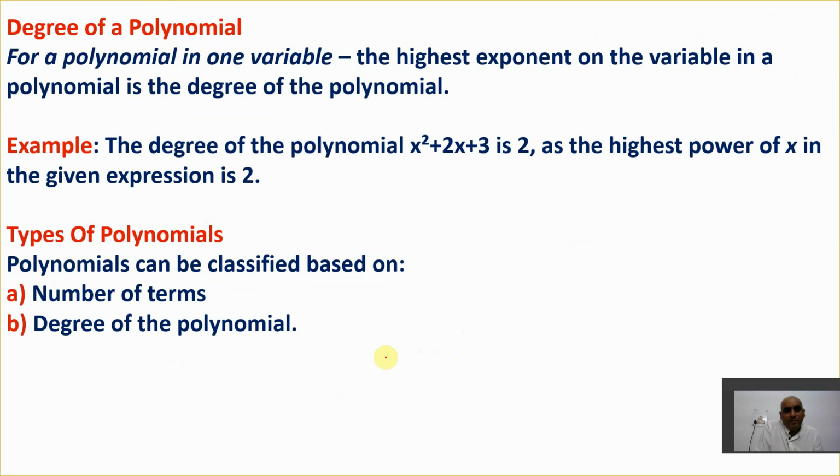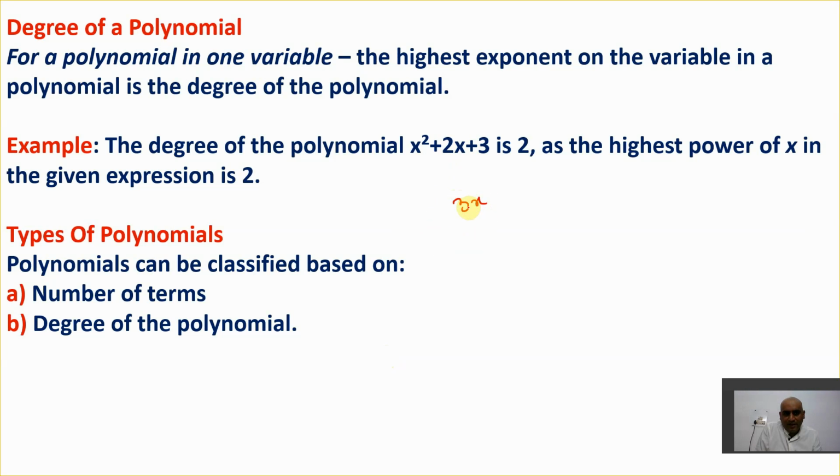Now let's move towards the next point. What is the degree of a polynomial? The highest power of a variable is called the degree. The highest power of a variable is called a degree. Now, what do I mean by it? Let us take some examples. If I say 3x, right?